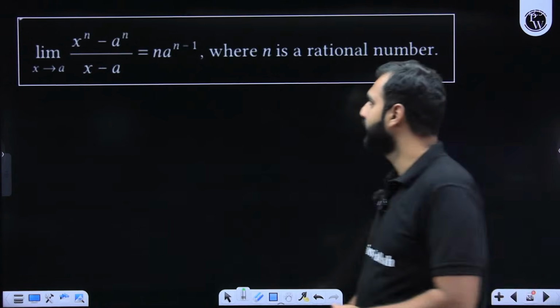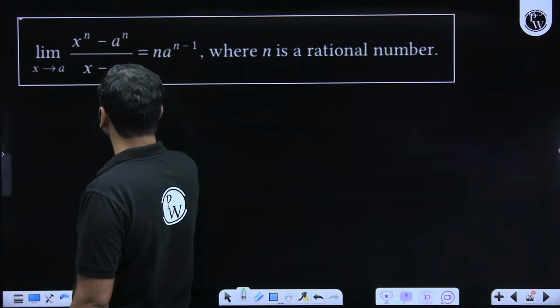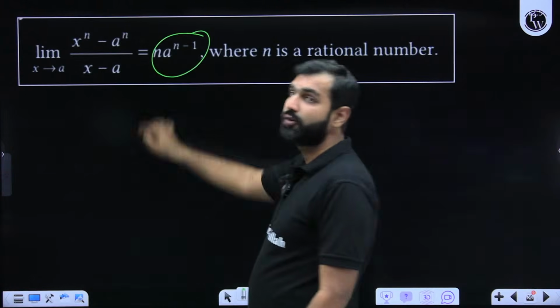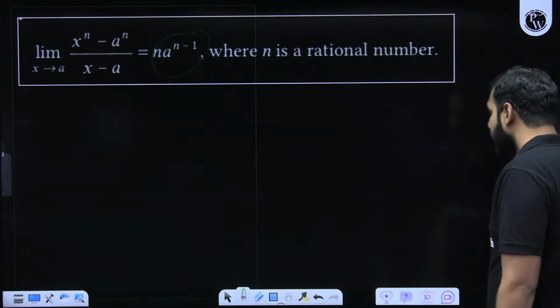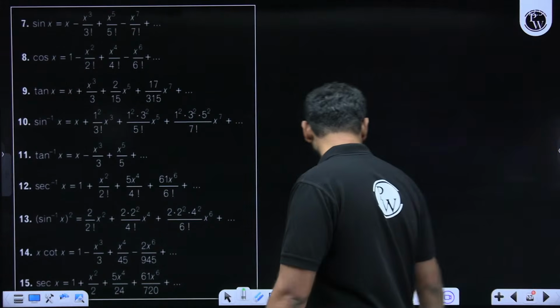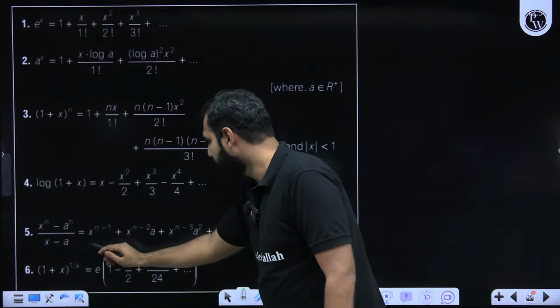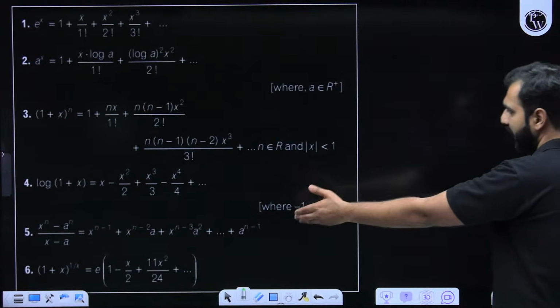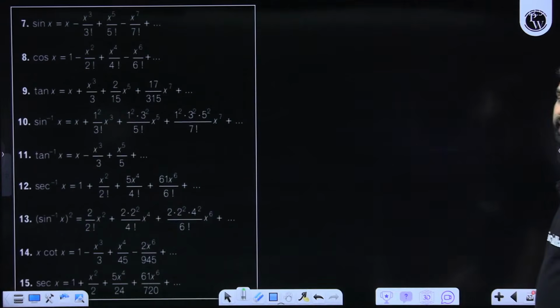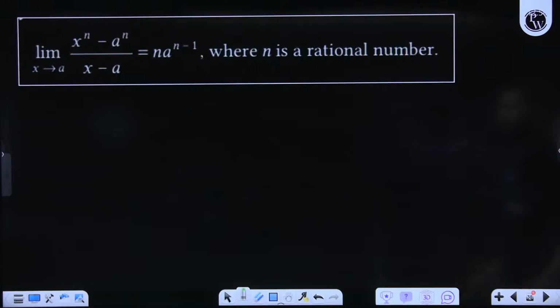There are some standard formulae based on limits. First one will be this: limit of x to the power n minus a to the power n upon x minus a is always n a to the power n minus 1. This you could prove from here only, from this expansion only, which we have just learnt. If you simply replace x by a, this will become n times a to the power n minus 1. The same expansion, the same version. Can I move ahead from here?